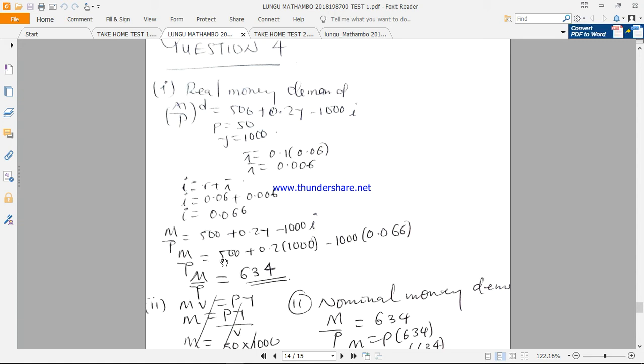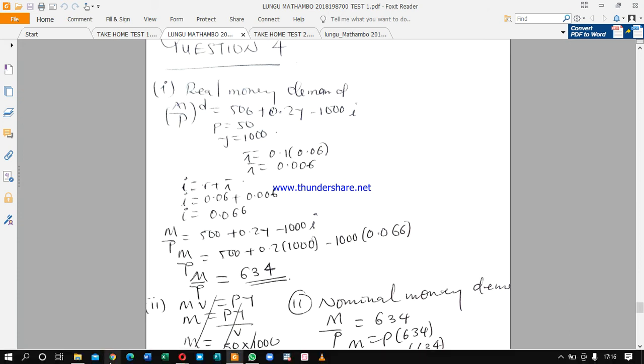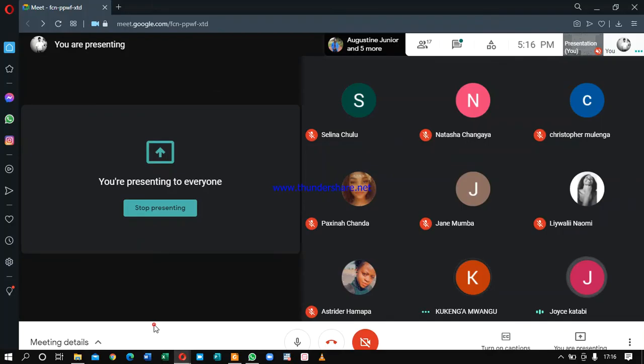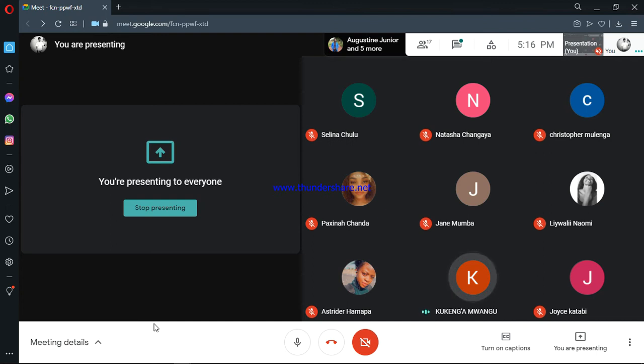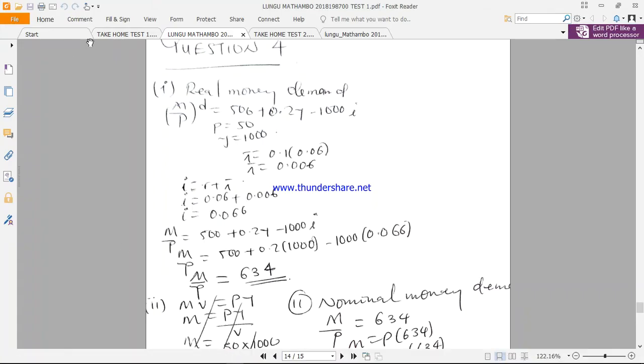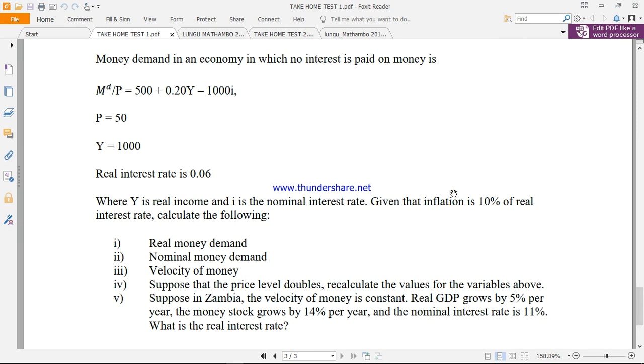Why did we get 10% of 0.06? What are you doing when we get 10% of 0.06? Well, I didn't get your question clear, but I think we're talking about the 10% of 0.06. I think that's where the question is coming from.